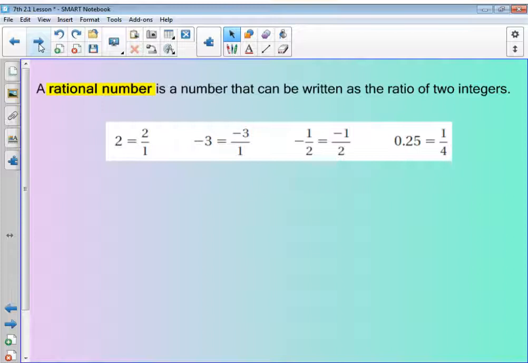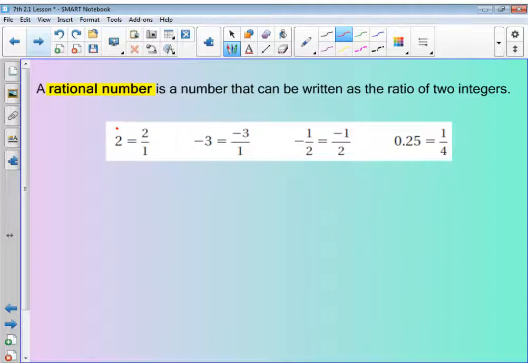Today we're going to be working with what they call rational numbers. A rational number is any number that can be written as a ratio of two integers. So another way of explaining a ratio would be like a fraction. So any number, whether it be a whole number, a negative whole number, or a decimal, as long as it can be written out as a fraction, then it is considered a rational number. So for example, 2 here could be written out as 2 over 1. So 2, a whole number, is considered a rational number.